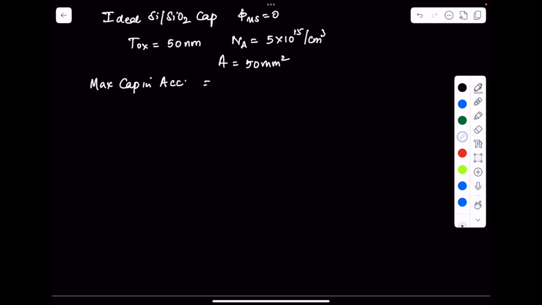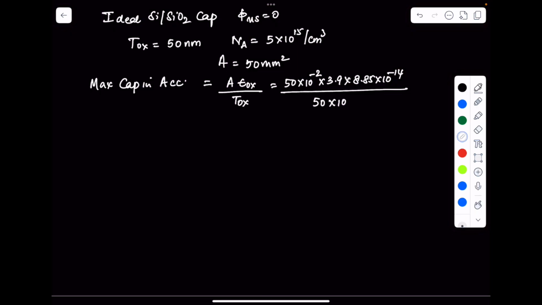And it's going to be given by A into epsilon ox by tox, right? And that's basically 50 into 10 power minus 2 into 3.9 into 8.85 into 10 power minus 14 divided by tox, and tox is 50 nanometers, so 50 into 10 power minus 7, and this works out to 34.52 nanofarads. So this is the maximum capacitance that the structure will offer when I put it in a tester.